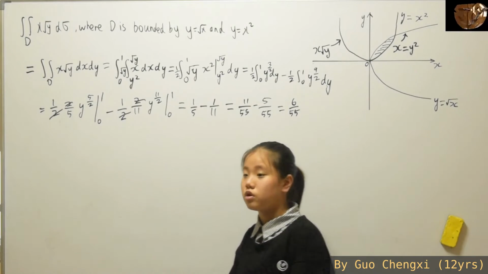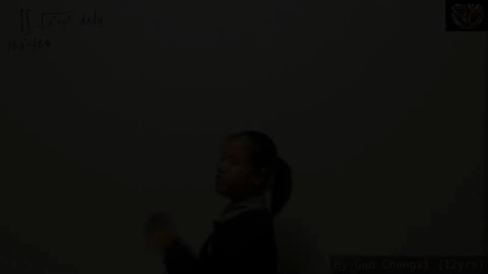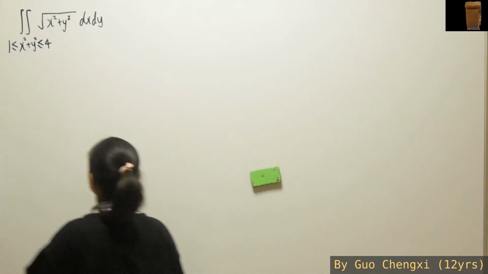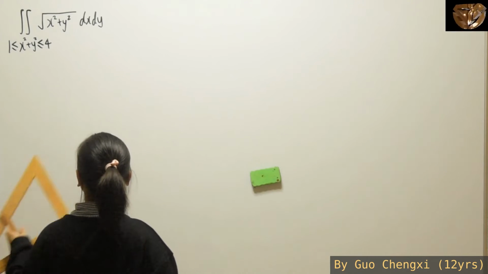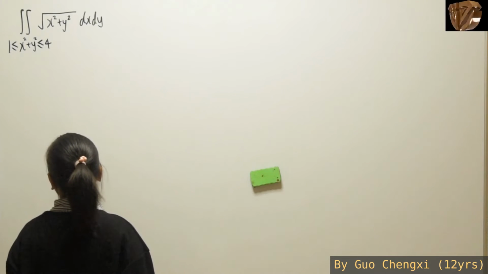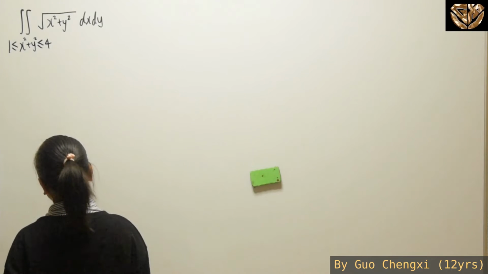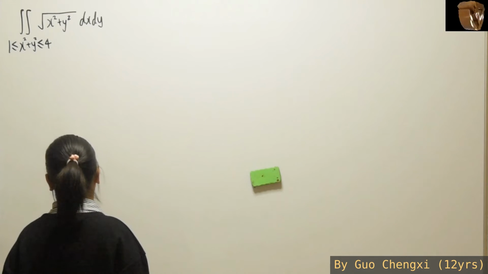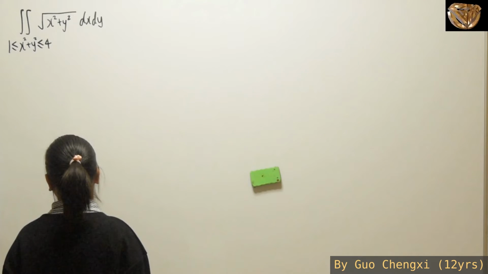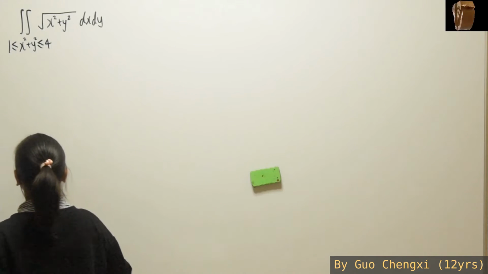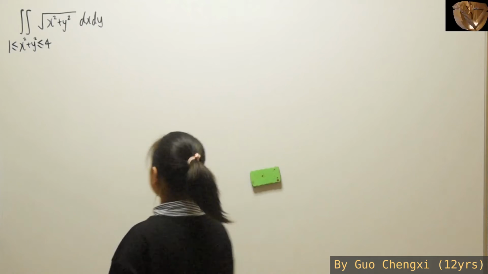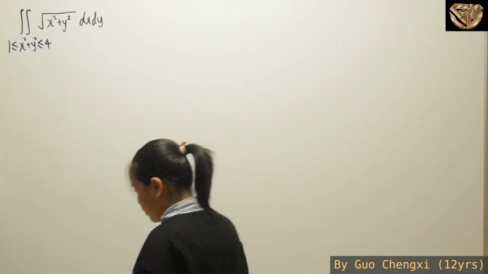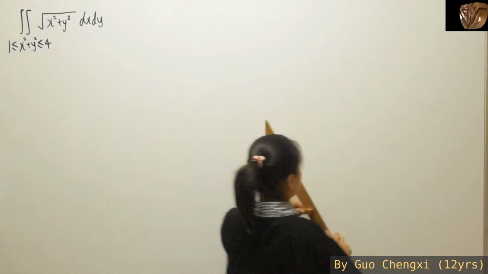So now we're going to be moving on to our next example, we're going to have this over here. First, let's see. We have double integration. Boundary is x squared plus y squared is bigger or equals to 1 and smaller or equals to 4. And then the function is square root x squared plus y squared dx dy. So let's first draw out the graph.